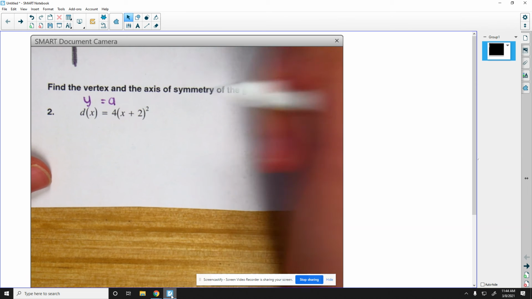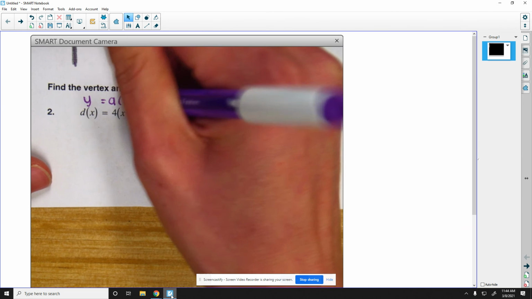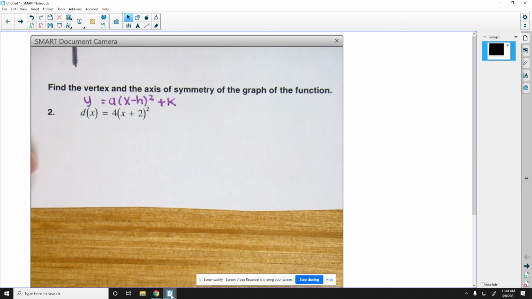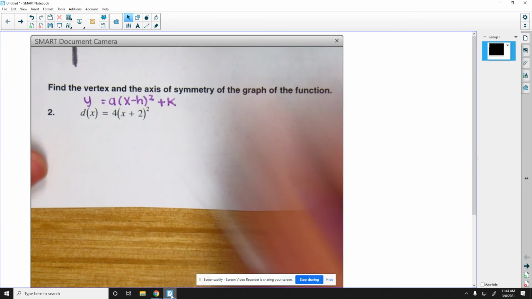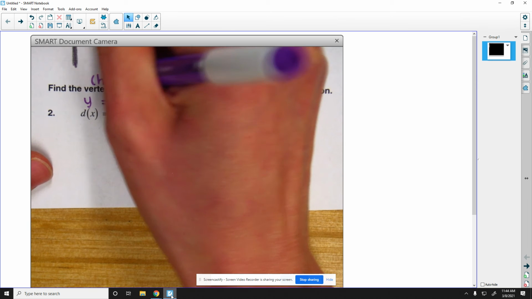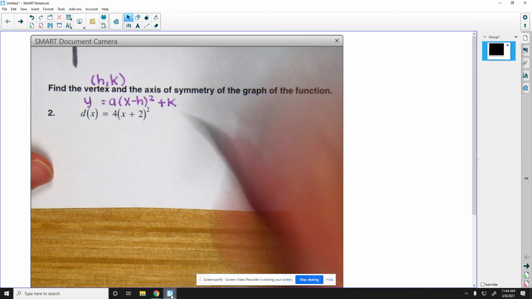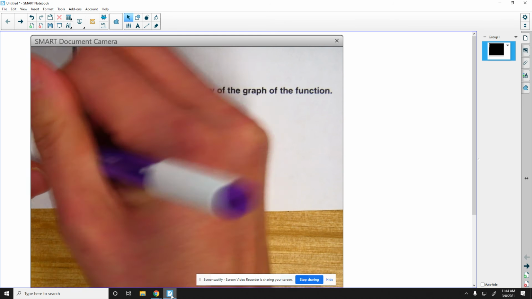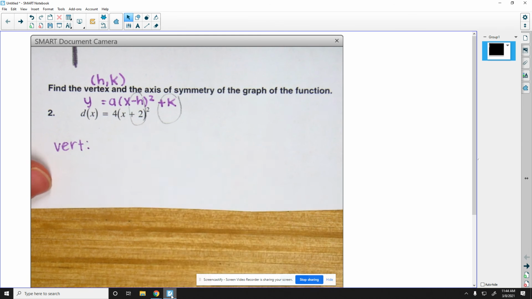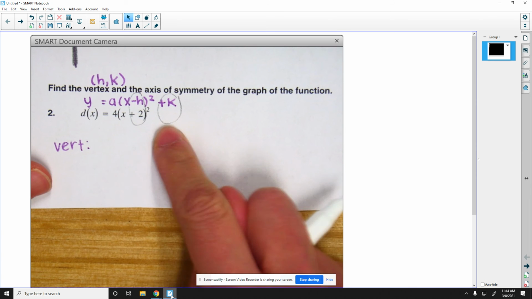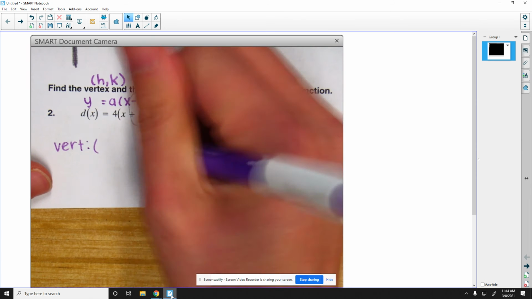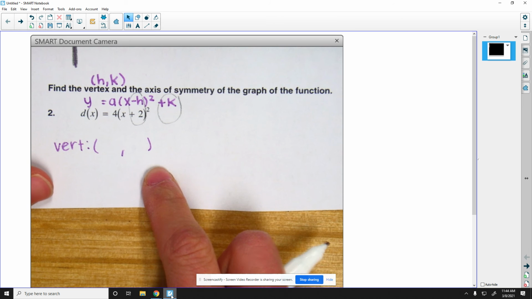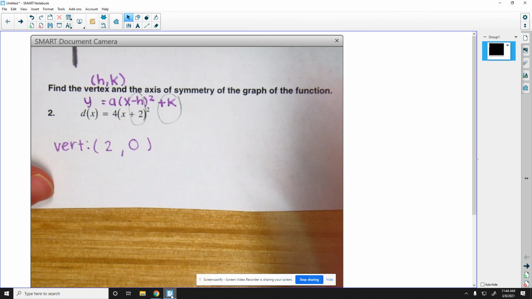So vertex form is y equals a, parentheses, x minus h, squared, plus k. And remember how we said the vertex, if it's written in this form, is always going to be h comma k. So let's look for an h and let's look for the k to see what the vertex is. Because last week we actually had to solve it out. This week, because it's written in this specific form, I can just look at it and write it. Does anyone think they know what the vertex would be? Sophia? 2 comma 0 is so close.